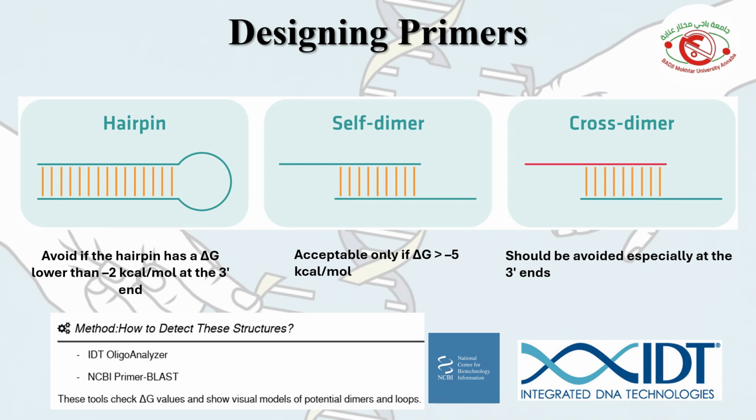Self-dimers occur when two molecules of the same primer bind to each other, compete with the primer-template binding, and waste reagents. It's acceptable only if the delta G is higher than -5 kilocalories per mole. And cross dimers occur between forward and reverse primers. They can result in non-specific amplification or no product, and should be avoided specifically at the 3' ends. How do we detect these structures? By using the IDT OligoAnalyzer and NCBI Primer-BLAST.